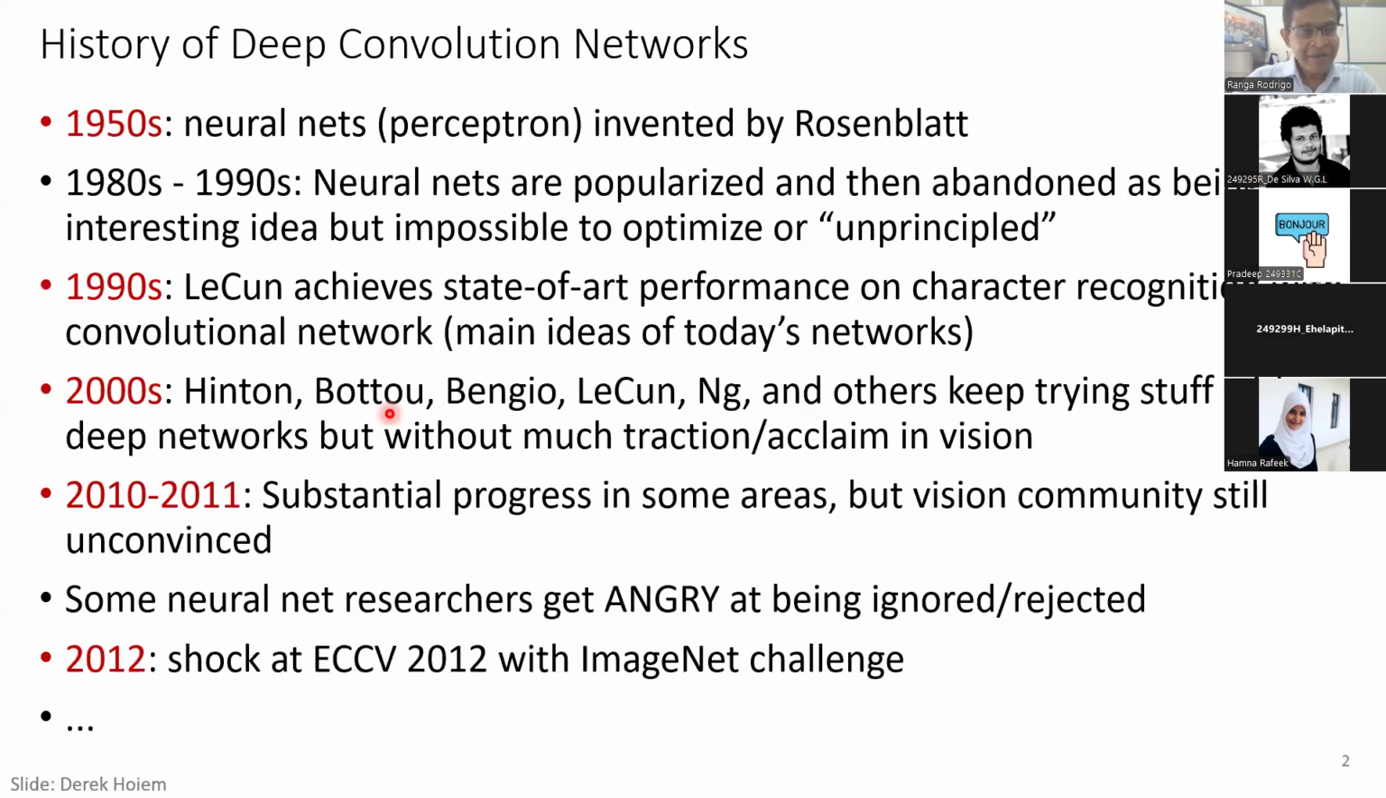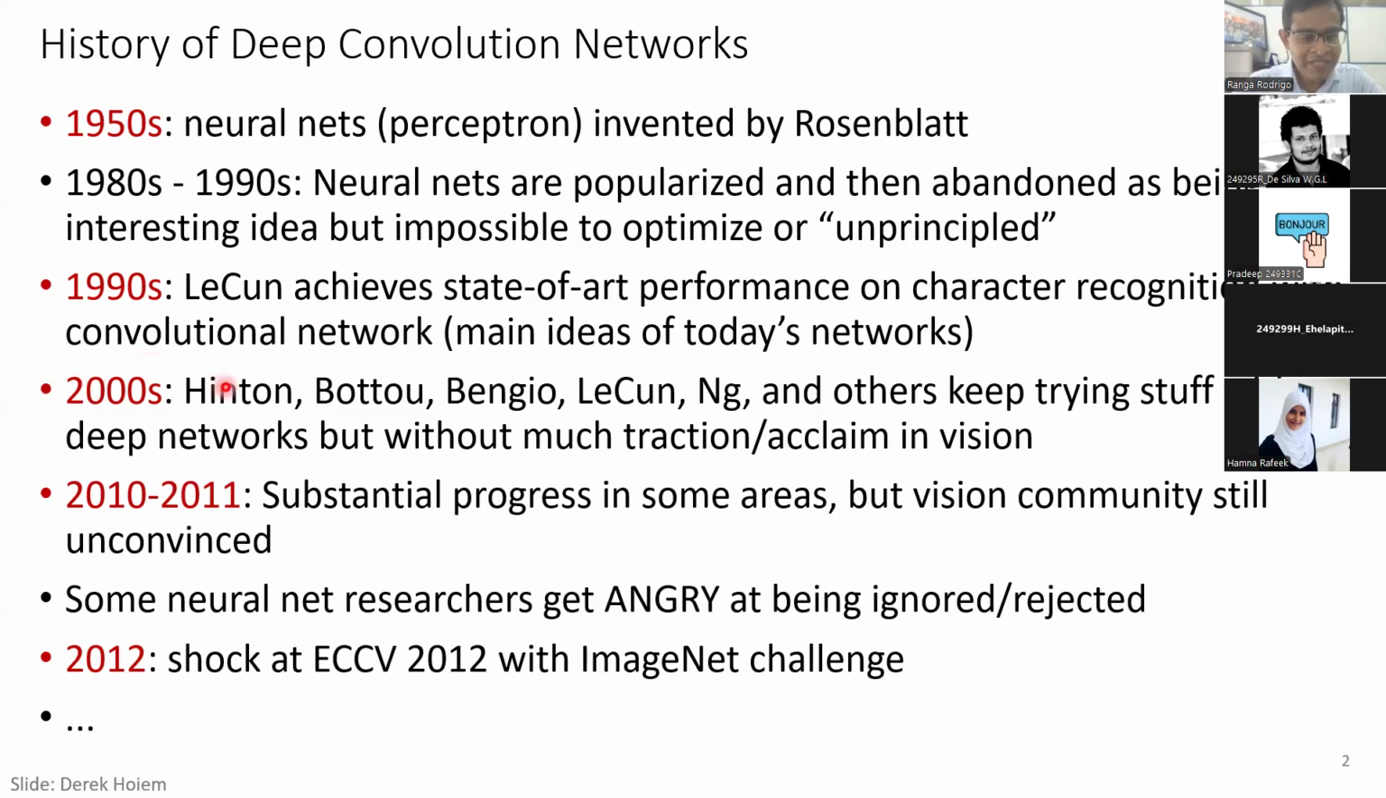If you take a brief history, in the 1950s the so-called perceptron, invented by Rosenblatt, came into being. Then neural nets were popularized and then abandoned in the 90s as being interesting but impossible to optimize and unprincipled. But, for example, Professor Yann LeCun and others achieved state-of-the-art performance on character recognition with convolutional neural networks. At that time, he was at New York University. Now he's the chief scientist at Facebook also. Some of my students have met him, very happy about it.